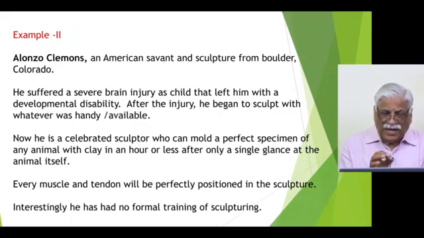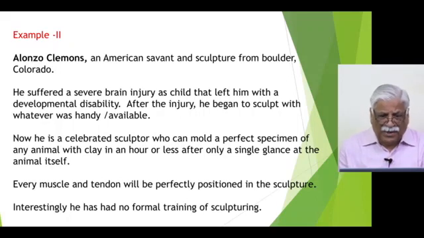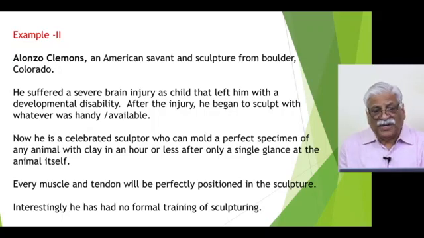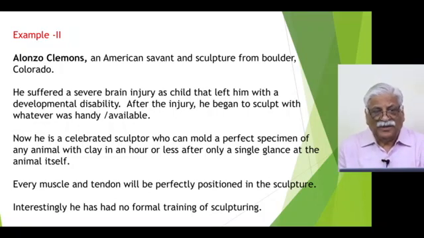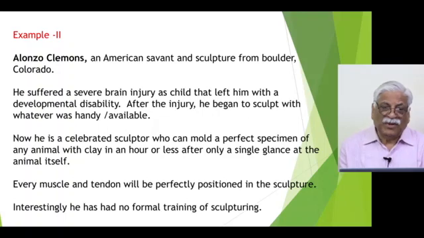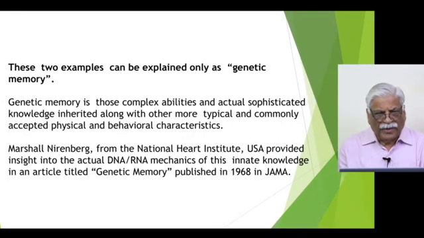And you can see every muscle and tendon of that animal will be perfectly positioned in the sculpture which he will make. Interestingly, again, he has no formal training in sculpting. These two classical examples clearly explain that memory is genetic, or that there is some involvement of genes in this kind of memory. Genetic memory is those complex abilities and actual sophisticated knowledge inherited along with other more typical and commonly accepted physical and behavioral characteristics.